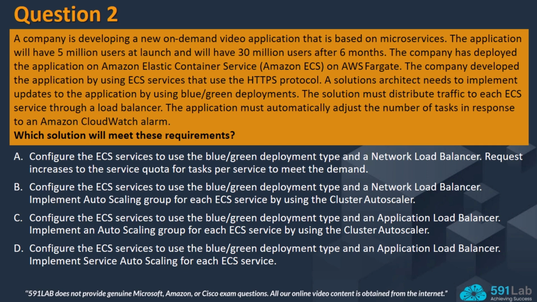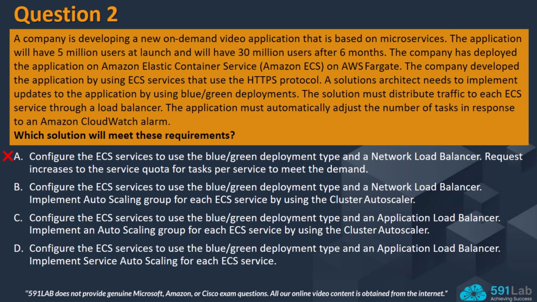Option A. Configure the ECS service to use the blue-green deployment type and a network load balancer. Request an increase to the service quota for tasks per service to meet the demand. While this option mentions blue-green deployment and load balancing, it does not address the automatic adjustment of tasks in response to CloudWatch alarms. Additionally, manually requesting increases to service quotas is not the ideal approach. So, this is not the correct answer.